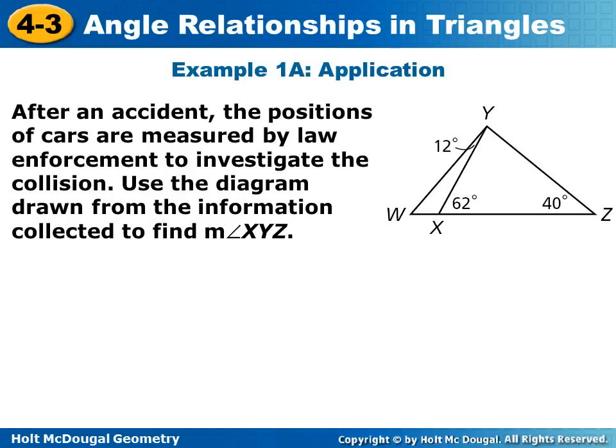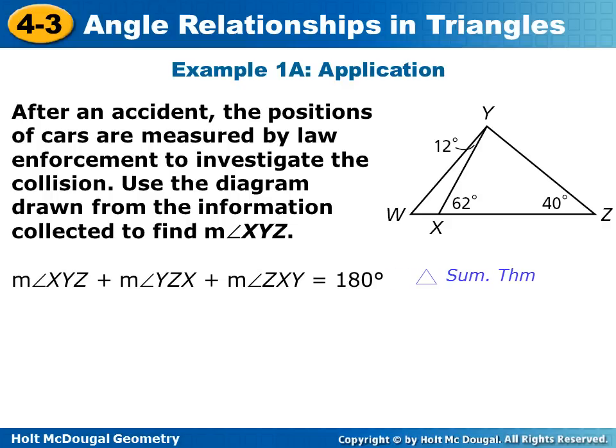Here's an example that we can look at with a car accident. The positions of cars are measured by law enforcement to investigate the collision. We want to use the diagram drawn from the information collected, and we want to find measure of angle XYZ. Our triangle sum theorem says that measure of angle XYZ plus the measure of angle YZX plus the measure of angle ZXY is equal to 180 degrees.